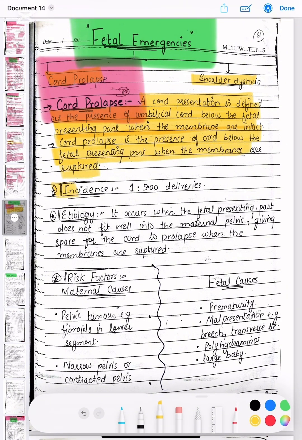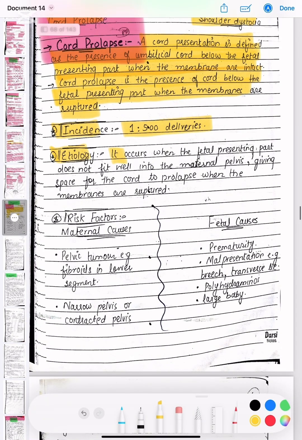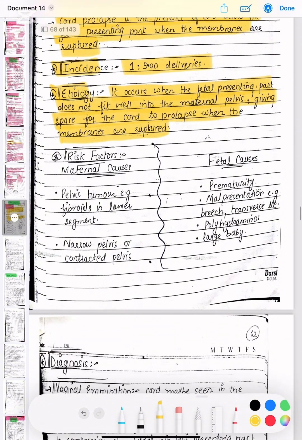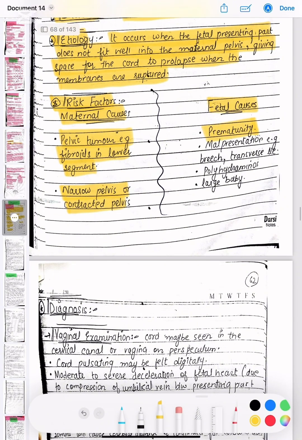Now, the incidence of cord prolapse is 1 in 500 deliveries, and the etiology is that it occurs when the fetal presenting part does not fit well into the maternal pelvis, giving space for the cord to prolapse when the membranes are ruptured. The risk factors for cord prolapse are maternal causes and fetal causes. The maternal causes are pelvic tumor, for example, fibroids in the lower segment, and narrow or contracted pelvis. The fetal causes are prematurity, malpresentation, for example, breech and transverse lie, polyhydramnios, and large baby.